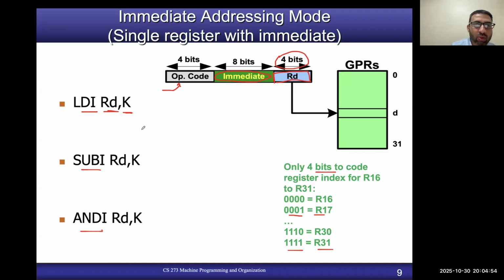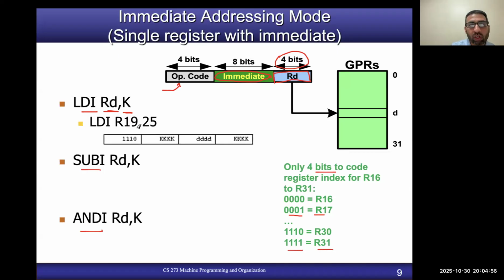Okay. So here is an example of load immediate. When you are saying load immediate 25 into R19, these D bits will have their value set to a value which will select R19. So if 0001 is for R17, 0010 is for R18, then 0011 is for R19, right? And then these 8 bits will be used to encode 25.